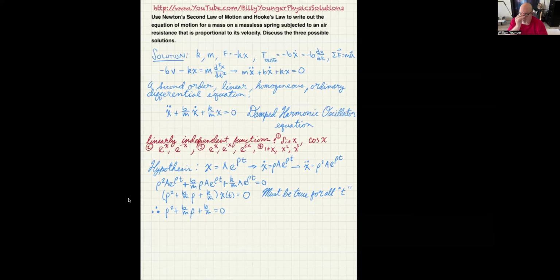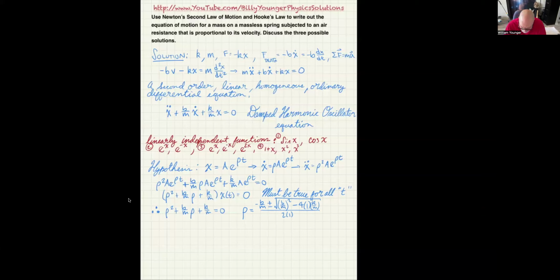Of course, if you've ever taken time to memorize or at least understand completing the square, then you can just complete the square on ax squared plus bx plus c equals 0, and you'll get exactly the quadratic formula. In this case it turns into rho equals negative b over m, the negative coefficient of the linear term, plus or minus the square root of (b over m) squared minus 4 times a, which is 1, times c, which is k over m, all divided by 2 times a, which is again just 1. So that's what we get for our solutions.